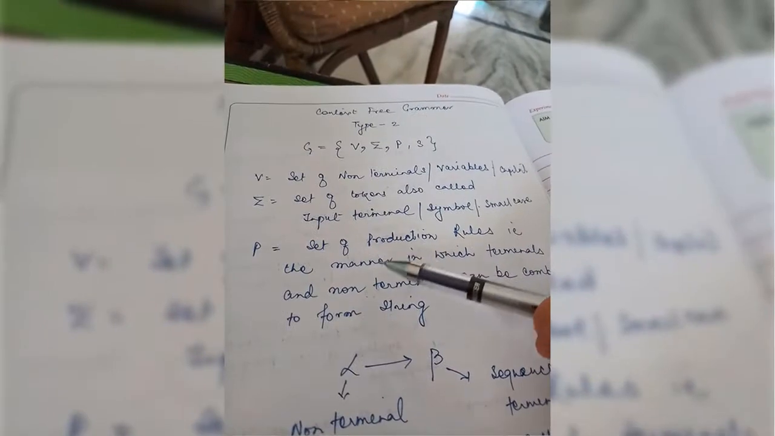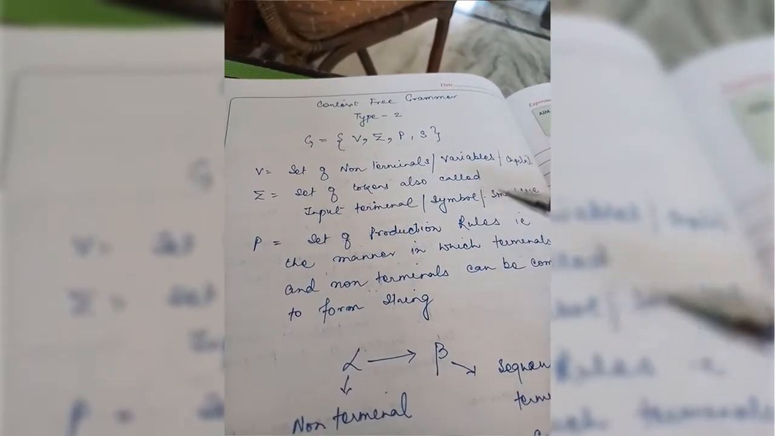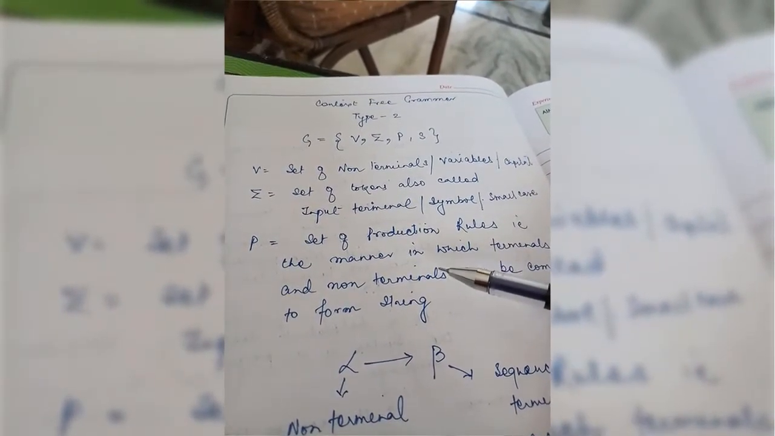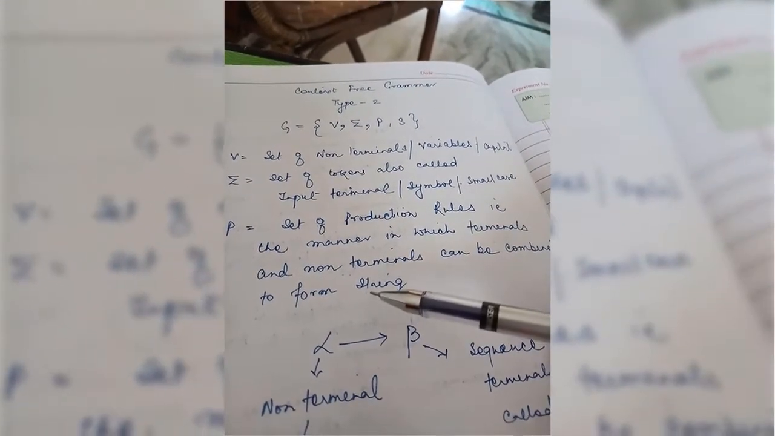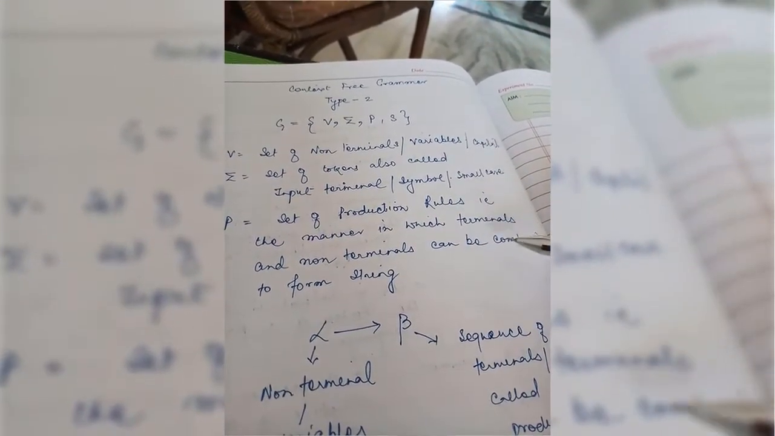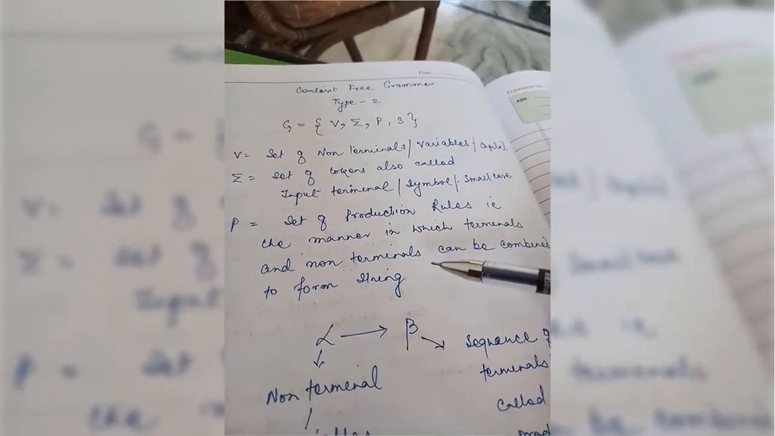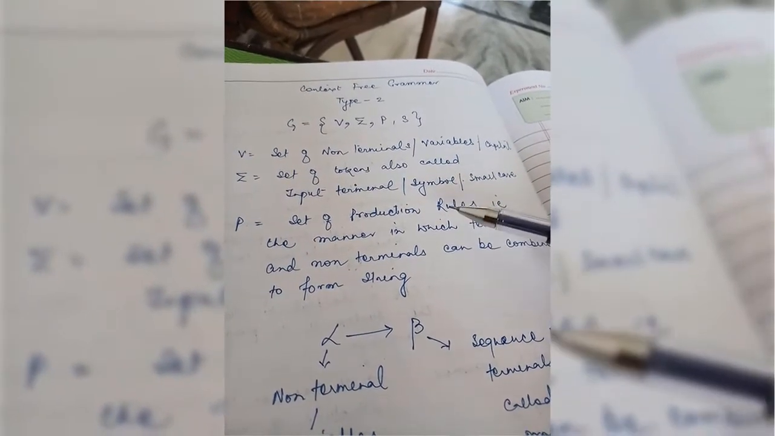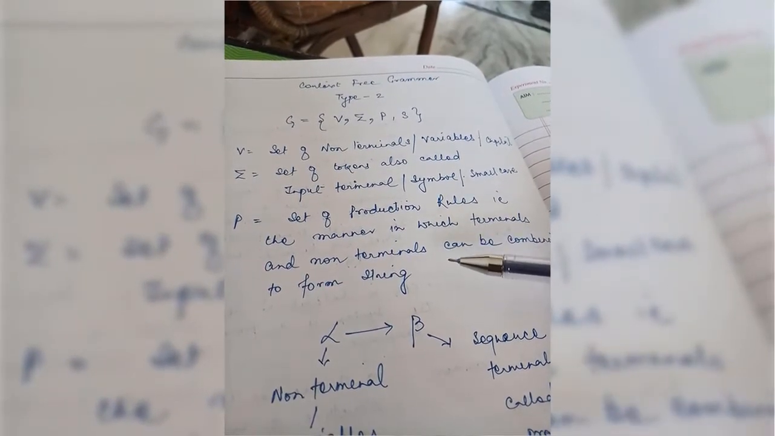The third parameter is P. P means the set of production rules. These rules are used to decide how to make a string. The manner in which the terminals and non-terminals can be combined to form a string is decided by the production rules. This is one of the most important parts of a grammar, because with the help of production rules I will make a string.